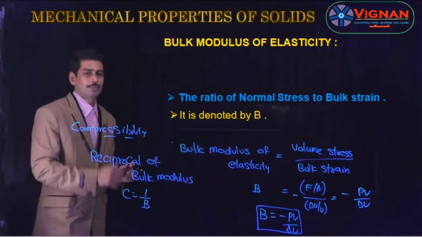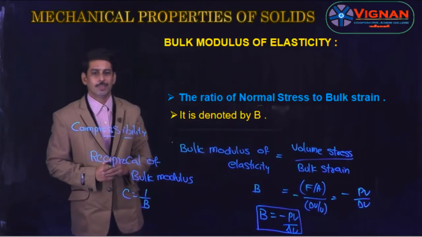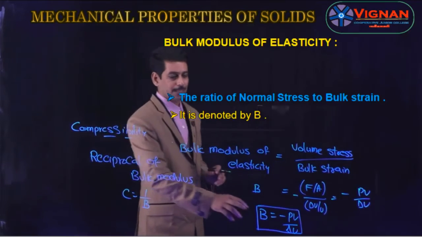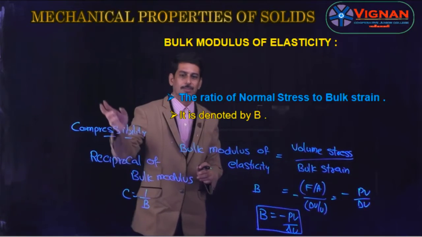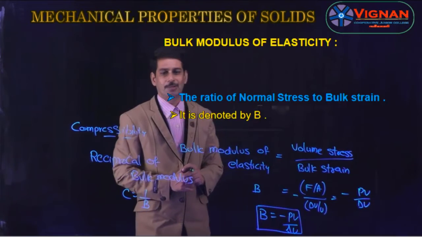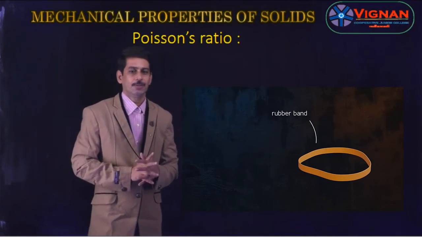So this is about the bulk modulus of elasticity. It is the ratio of volume stress to bulk strain, and it is denoted by B, and the expression is nothing but B is equal to minus PV by delta V. So watch this video also. Here the pressure is P and V is the original volume, and delta V is nothing but change in volume. So now let us see Poisson's ratio.